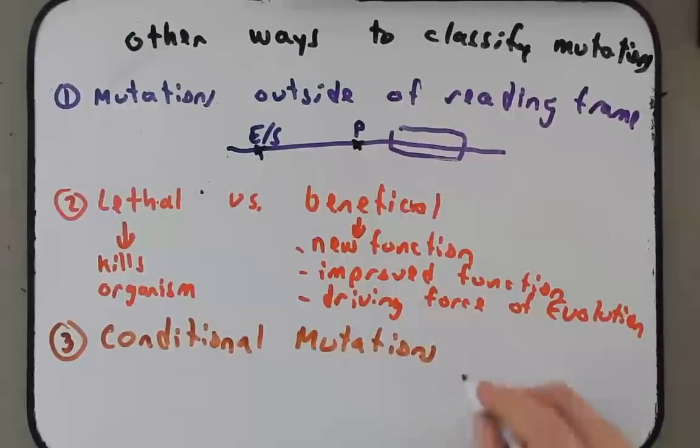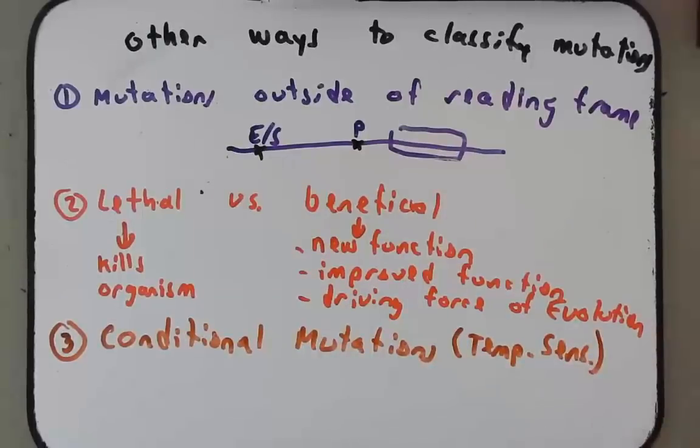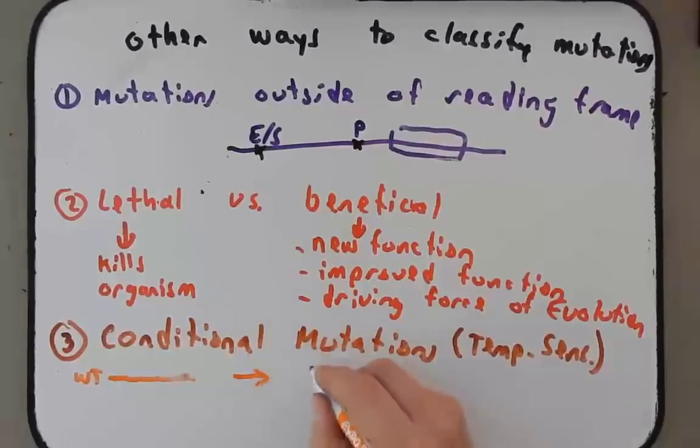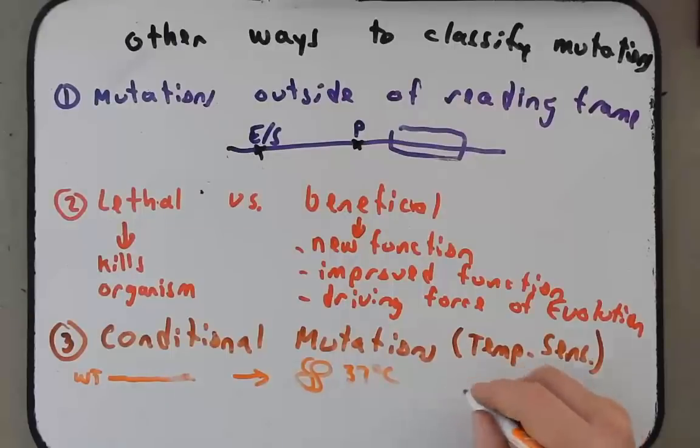And the best way to think about conditional mutations is to think about temperature sensitive. We mentioned this term before, but let's talk about it again. Let's say you have a wild type gene, and it will produce a protein that folds like this. Let's say it's 37 degrees Celsius, and if you increase it to 42 degrees Celsius, it's going to fold the exact same way, and so it's going to have the exact same function.